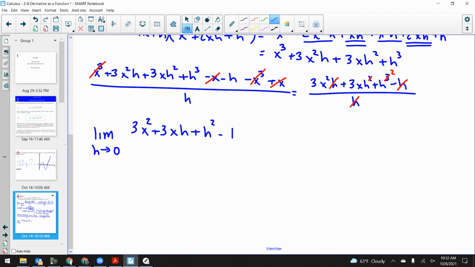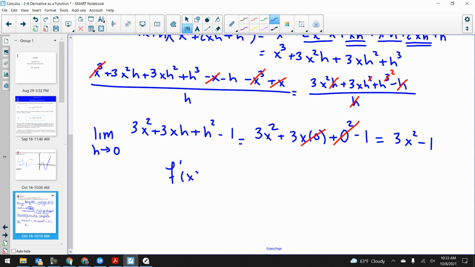So if I'm evaluating the limit, now can I do direct substitution? Yes. Let's plug in 0 for h. 3x squared stays 3x squared plus 3 times x times 0 plus 0 squared minus 1. Oh, so long, farewell. We got 3x squared minus 1. That's the derivative. F prime of x is 3x squared minus 1. That's the derivative.